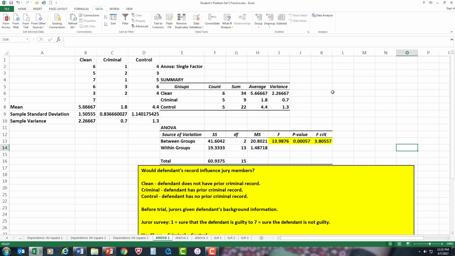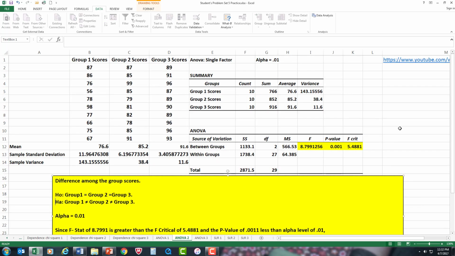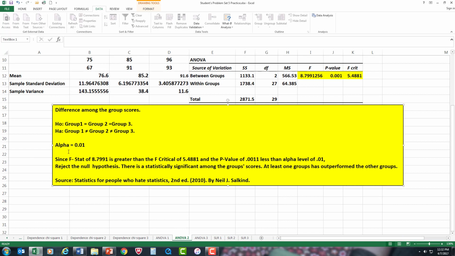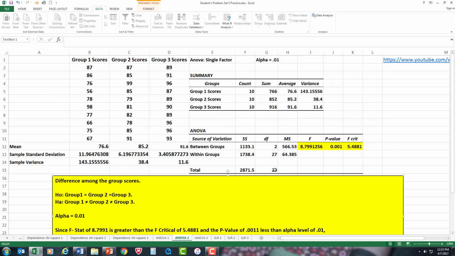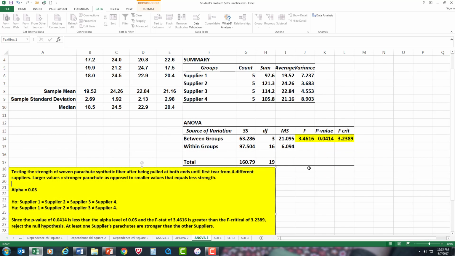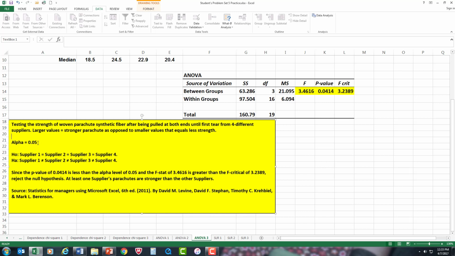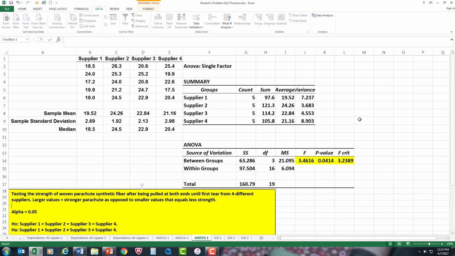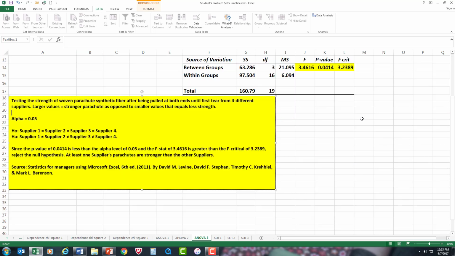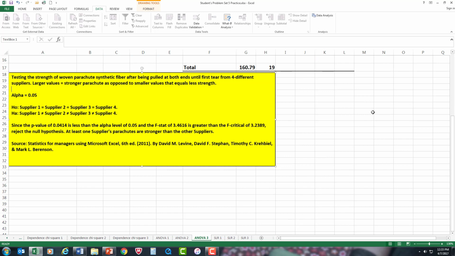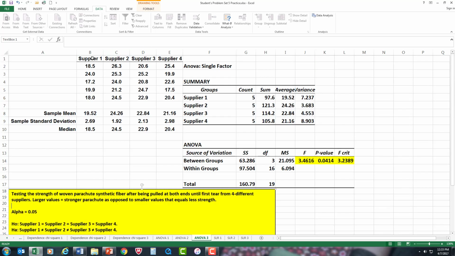All right, see if you can replicate what I have done here. There are 2 more practice problems. Pay attention to the alpha level in practice number 2. The alpha level is 0.01, so you would have to change that. The alpha level for this one is 0.05, and this is another textbook problem that we used to use, about parachute suppliers and who supplies the stronger fiber for parachutes.